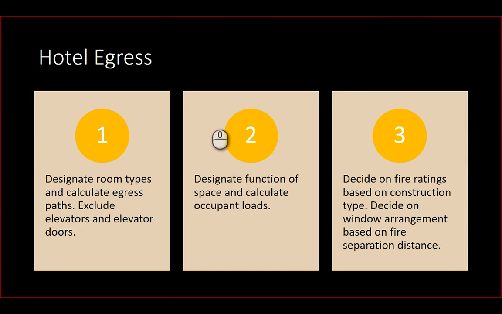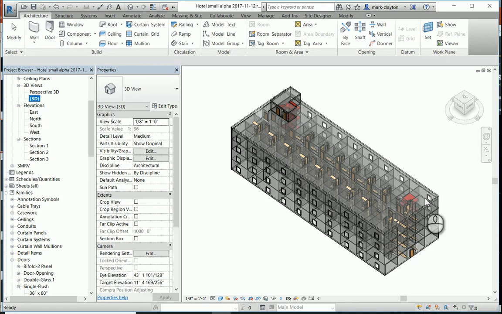Second step, we focus on the rooms and the occupant loads. So we designate function of space and calculate occupant loads. And then the third step is we deal with fire ratings based on construction type, and window arrangements based on fire separation distance, and then we have a fairly complete schematic design.